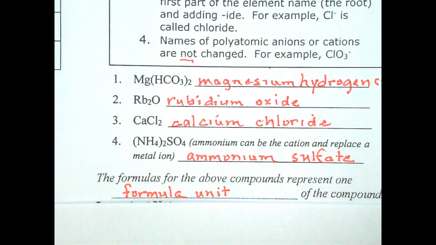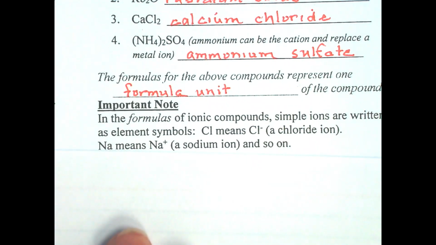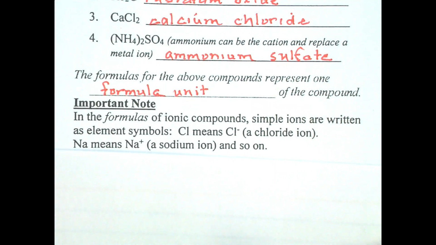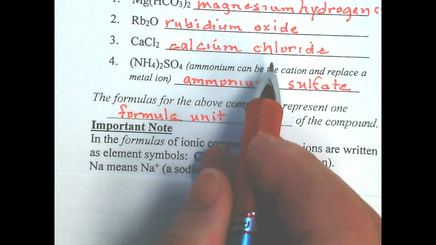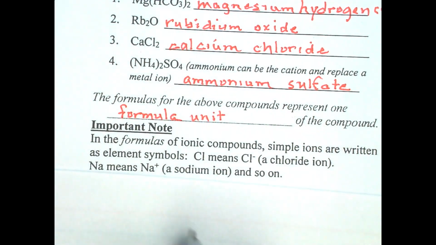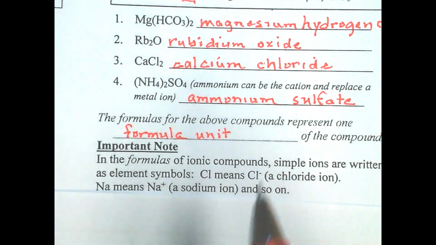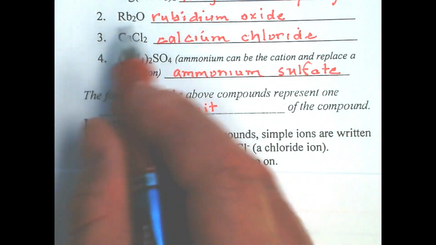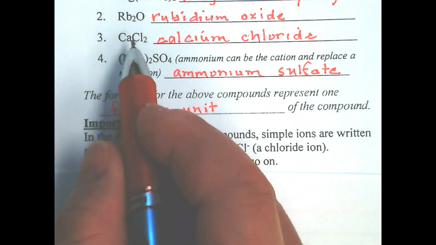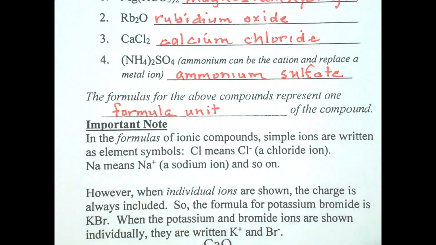All right, so then it's very important to note that in the formulas of ionic compounds, simple ions are written as element symbols. So Cl in this compound means a chloride ion, and that's why we put chloride at the end. And Na means a sodium ion, or Rb means a rubidium ion. So what we're saying is you don't write the charges internally, like you're not going to show the charges, but it's understood that those are actually ions because it's an ionic compound.